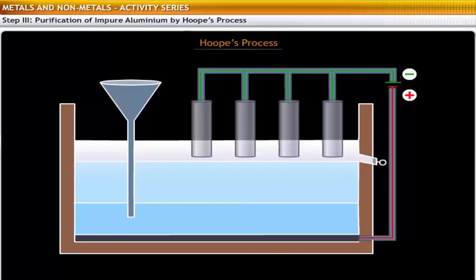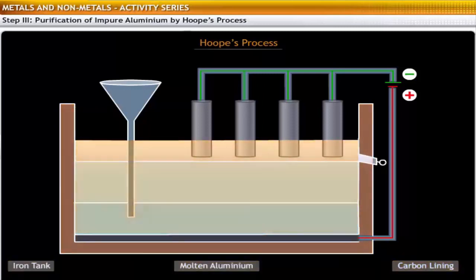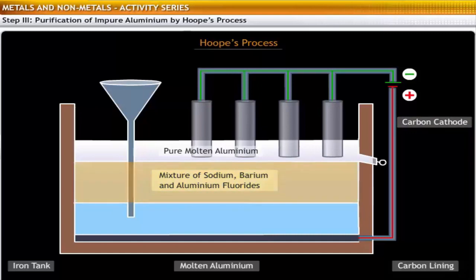Hoope's cell consists of an iron tank lined at the base with carbon, and 3 layers of molten aluminium with different densities to prevent their mixing. The upper layer of the electrolytic cell consists of pure molten aluminium with a series of carbon rods that serve as the cathode. The middle layer, or the electrolyte layer, consists of a molten mixture of sodium, barium and aluminium fluorides. The third layer is the bottom layer.